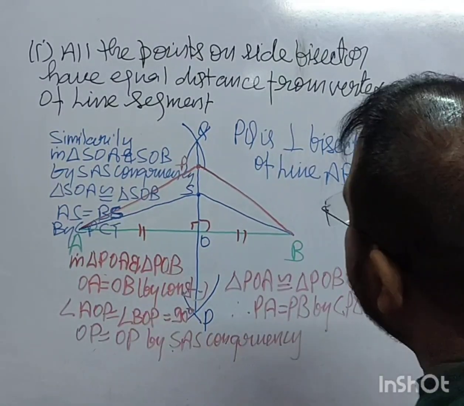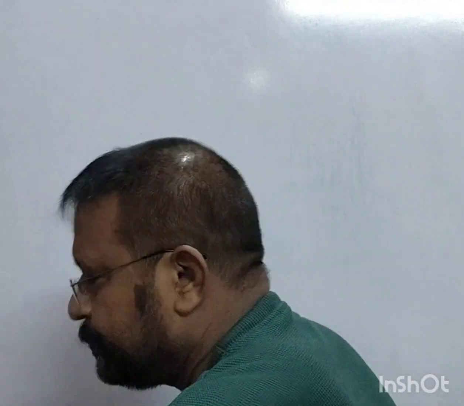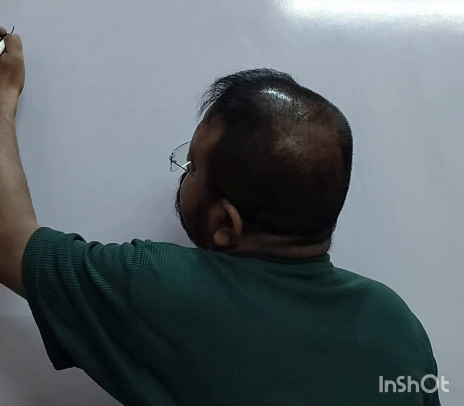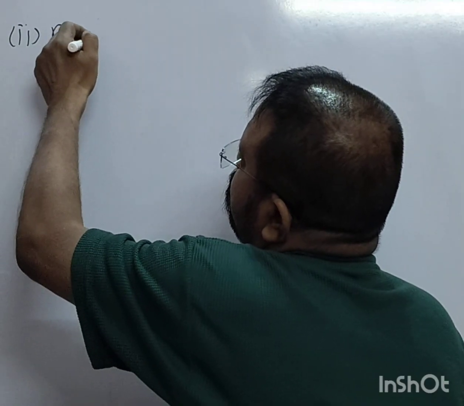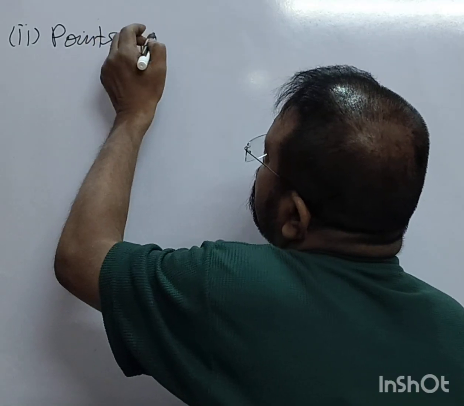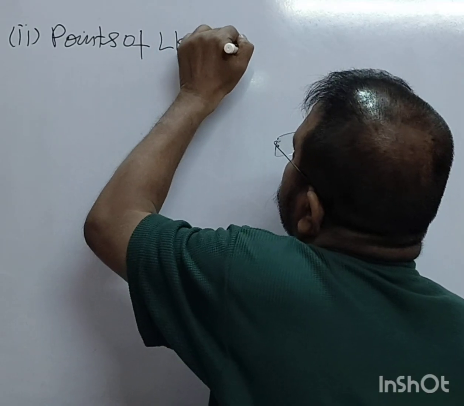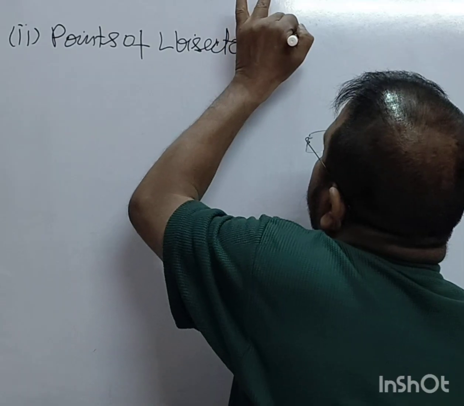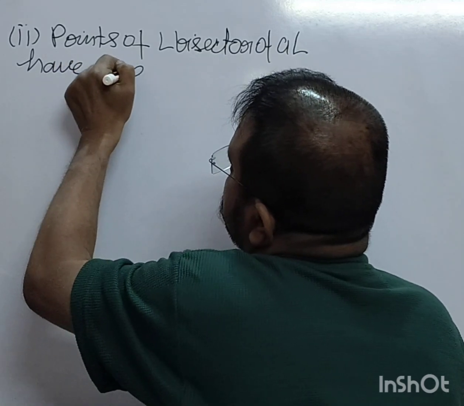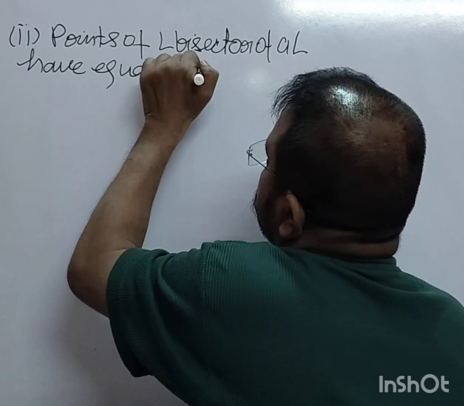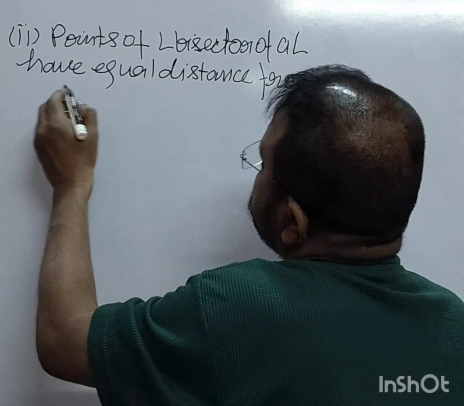First, and should I rub? Yes. Second, we have: points on the angle bisector of an angle have equal distance from the sides of the angle.